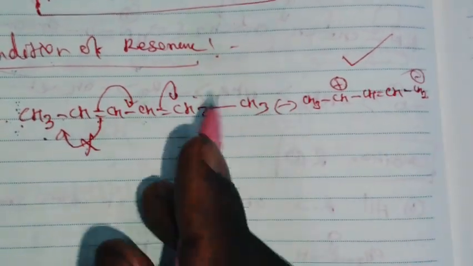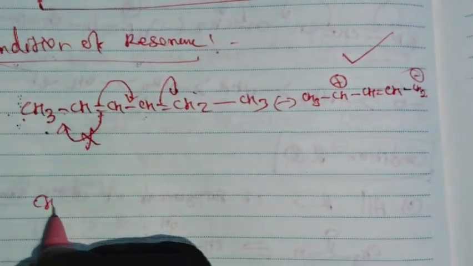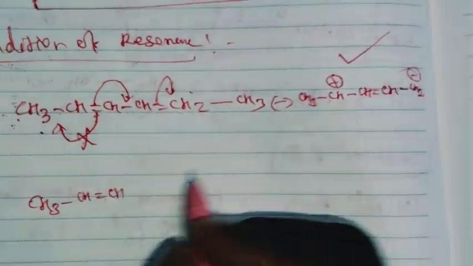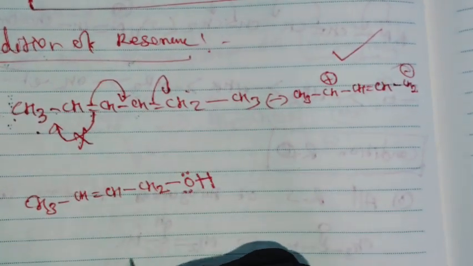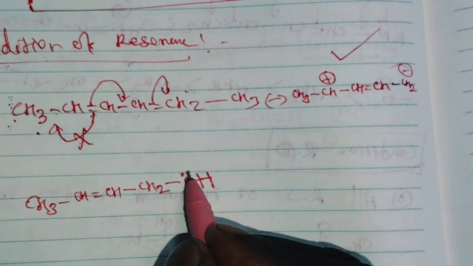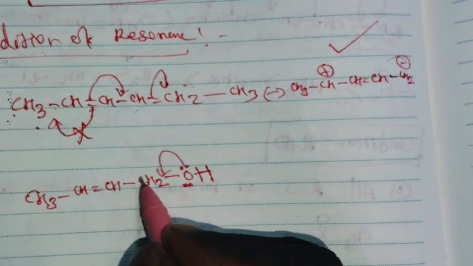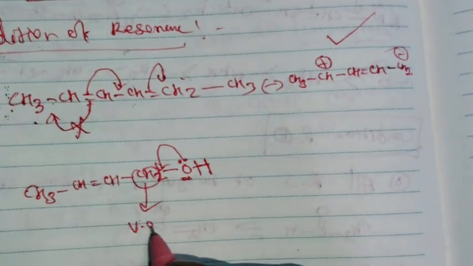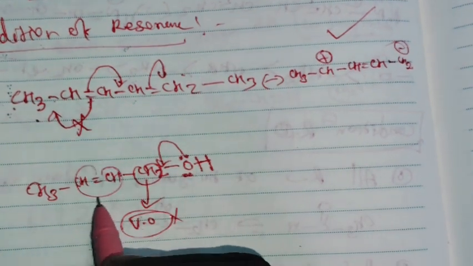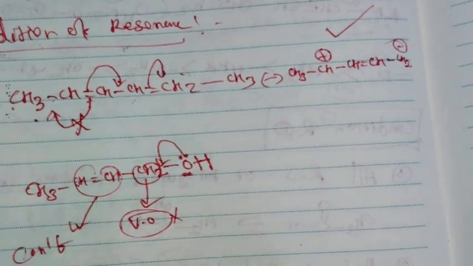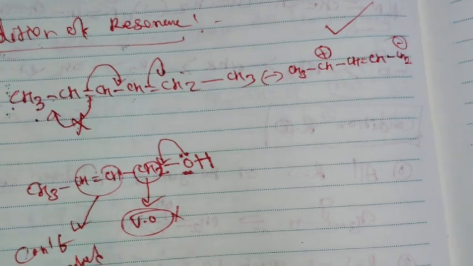This is possible. Next, see CH3 CH double bond CH, and here CH2 OH. This oxygen possesses two lone pairs of electrons. These two lone pairs cannot resonate here because this carbon does not contain a vacant orbital. That's why these lone pair electrons cannot be shifted here, and this pi bond also cannot be involved in that resonance.